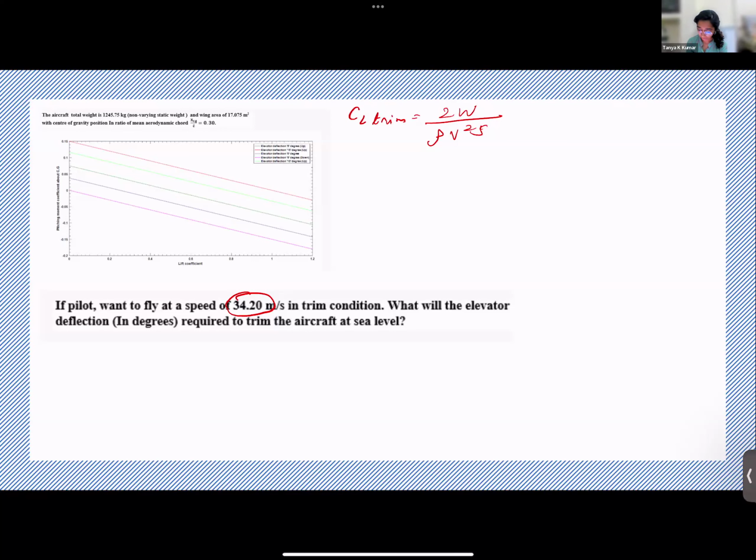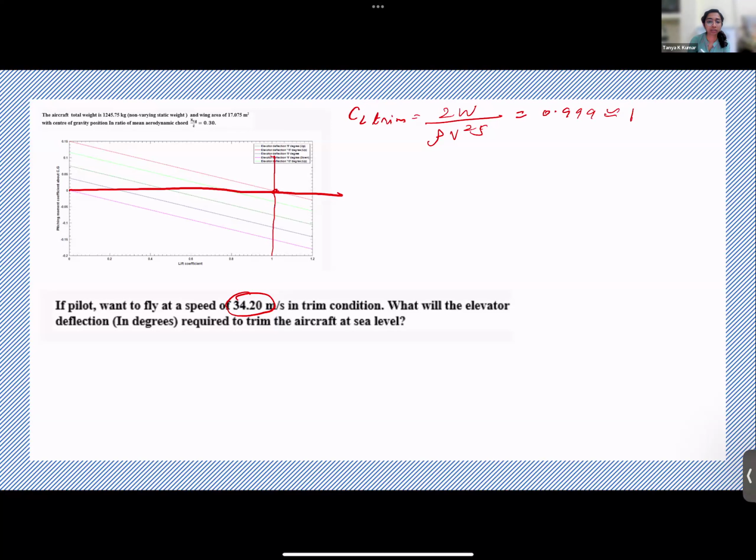How do we do this? So the value that you get here is around 0.999, which is about 1. Not degree, 1. So now there are two ways to do this. One, you can use the graph directly: draw a straight line at 1, and then draw one at 0.